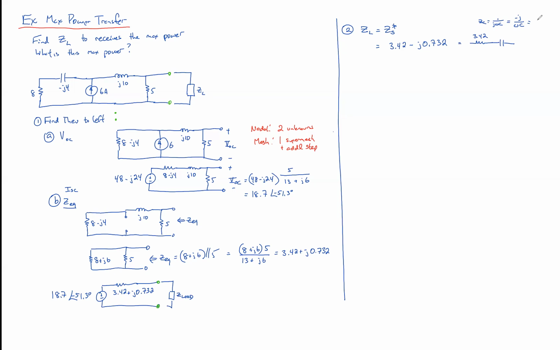But here we said that has to equal minus J times 0.732. So you can divide both sides by negative J and find out that 1 over omega C is equal to 0.732. And you could solve that. If you knew what omega was, you could solve that for the equivalent capacitance. But the best that we can do, since we don't know what omega is, is to say this is the ideal load impedance that will cause it to dissipate the greatest amount of power. And then the second question is, what is that power?